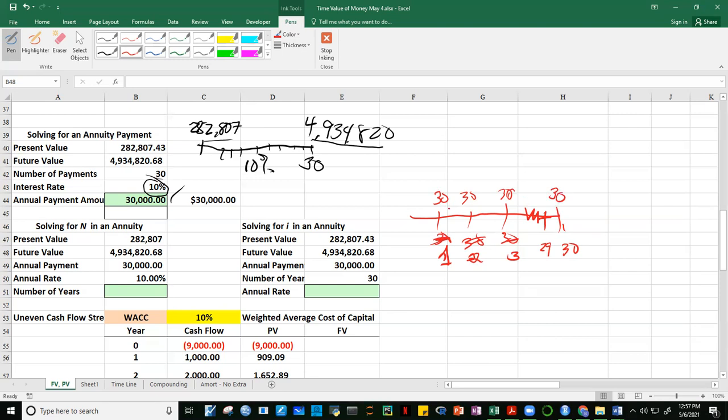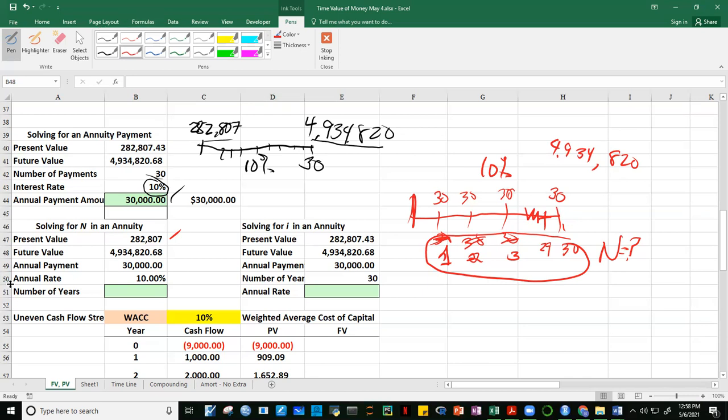So the question here is, okay, hindi natin alam yung 30 na to, 30 years. We don't know this. This being asked. Ilan daw to? So that your future value is 4,934,820. Or you can view it this way, magkano yung 30,000 for the next 30 years at 10% interest so that it's equivalent to 282,807 now. Okay? So that's the gist of this problem.